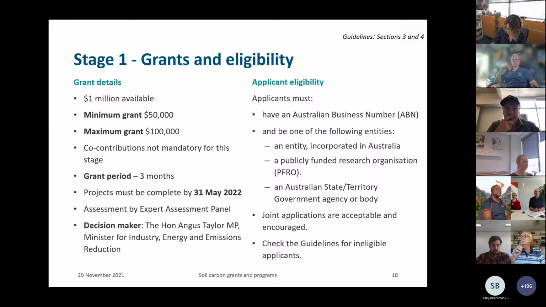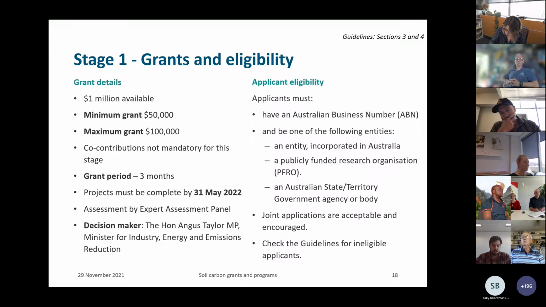There are particular requirements to be eligible for a grant. Eligibility assessment occurs before merit assessment, and those applications that do not meet the eligibility requirements will not progress any further. The value of the grant funding sought can be between $50,000 to $100,000. Co-contributions for stage 1 are not mandatory, but the co-contributions and in-kind contributions will count in the merit assessment.